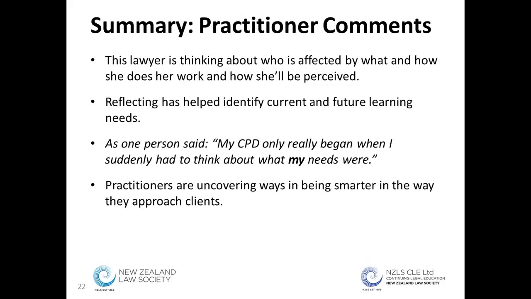Fifth, as one person said, my CPD only really began when I suddenly had to think about what my needs were. I'm going with a purpose, with intent, to learn to meet my needs. Practitioners uncover the gaps to being smarter in the way they approach clients is the sixth point. And of course, that's just it. We're not learning for learning's sake, although there's nothing wrong with that, but we're learning for the sake of the improvement of professional practice, competence, and excellence.